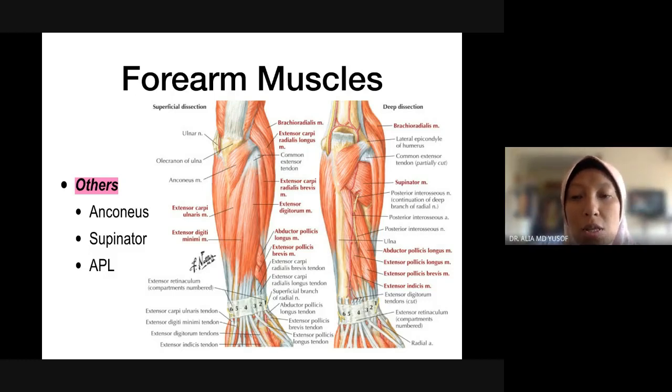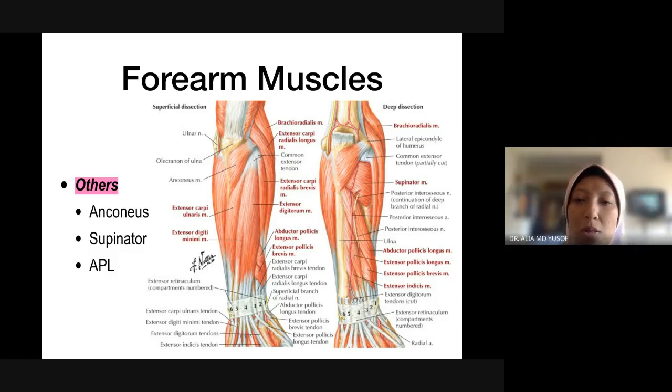Just know that there is another muscle called anconeus muscle, origin at lateral epicondyle humerus, insert at the olecranon process of the ulna. It helps a bit only in elbow extension, because when they pull dia punya fiber tu, dia akan help in elbow extension, but very little movement sebab dia very short muscle. Apart from that, you have the supinator muscle I've mentioned earlier. The job is to do supination, and you have abductor pollicis muscle.